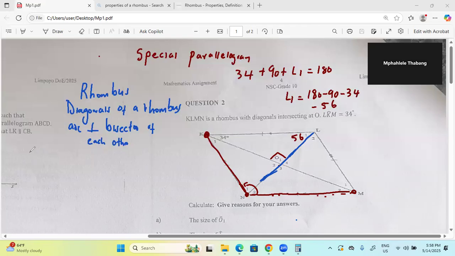You know how I noticed this? I did not recall the property that says the diagonals of a rhombus bisect the angles. I did not recall this property, but I recalled some properties that tell me that L2 is 56. How so? Let me show you what came to my mind. Okay, I know that the angle L1 is 56, and I know that this line is parallel to this line.